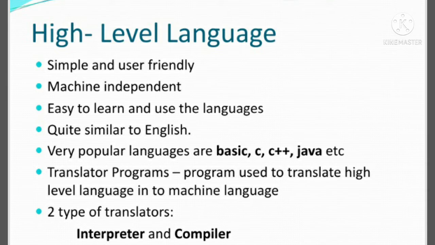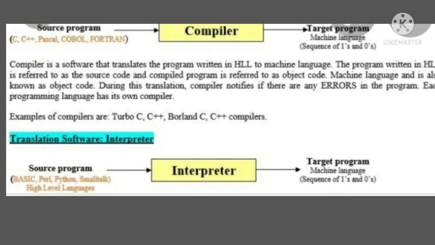And children, as we know, the computer can only understand programs written in machine language. So whatever is written in other languages has to be converted into machine language, and for that process we need translator programs, which means the programs used to translate high level language into machine language. Two types of translators are interpreter and compiler.